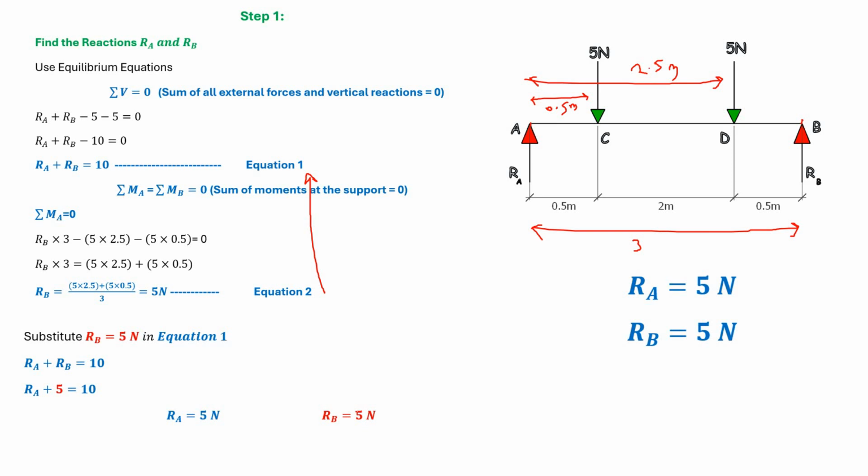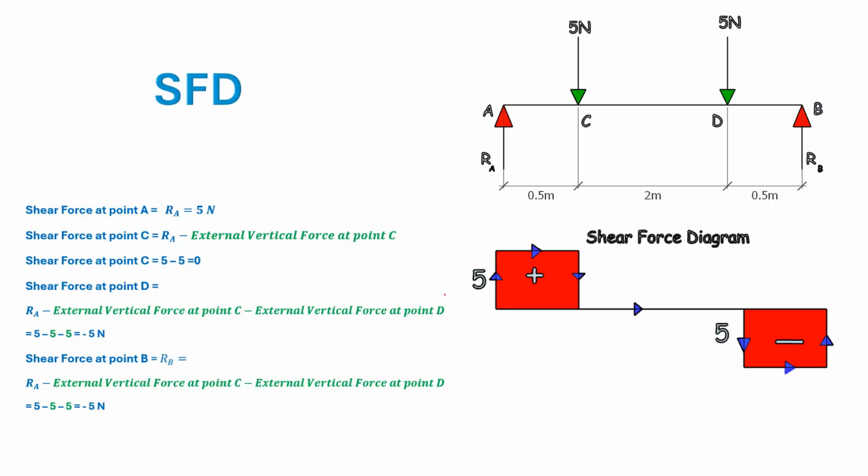So once you know that the loading is symmetric, directly you can obtain RA and RB. Nothing wrong with that, but this is the mathematical proof of obtaining RA and RB. The next step is to draw the shear force diagram, and the final step would be to draw the bending moment diagram. Now, how to draw the shear force diagram?